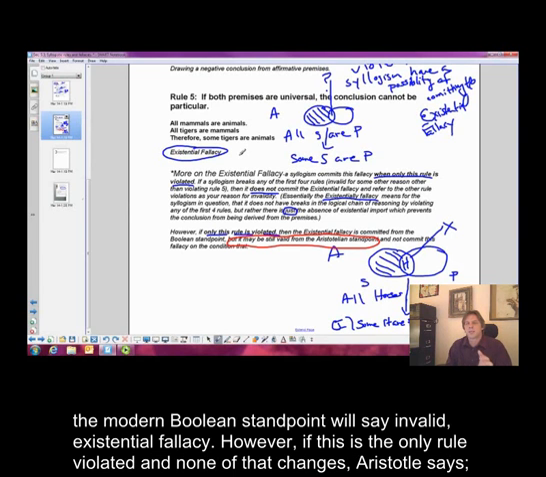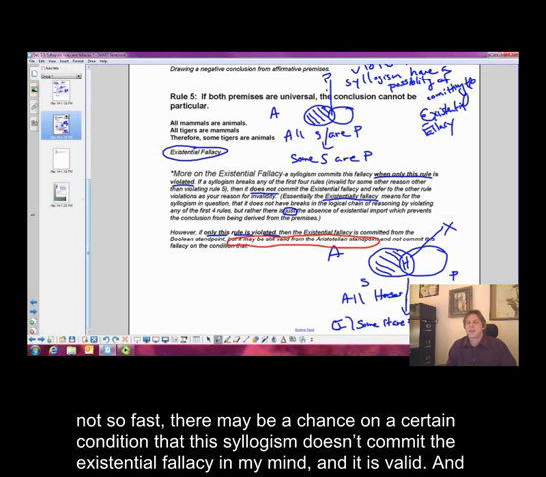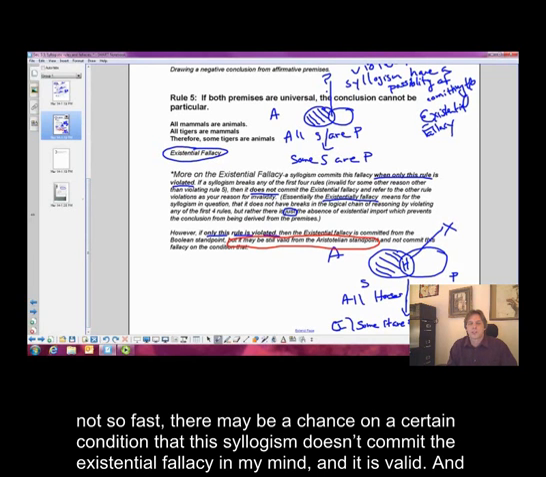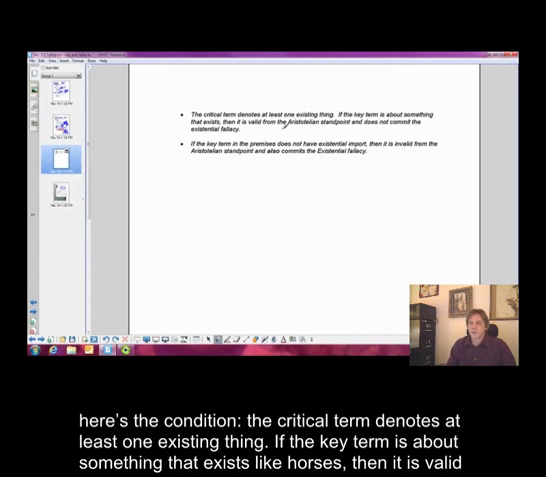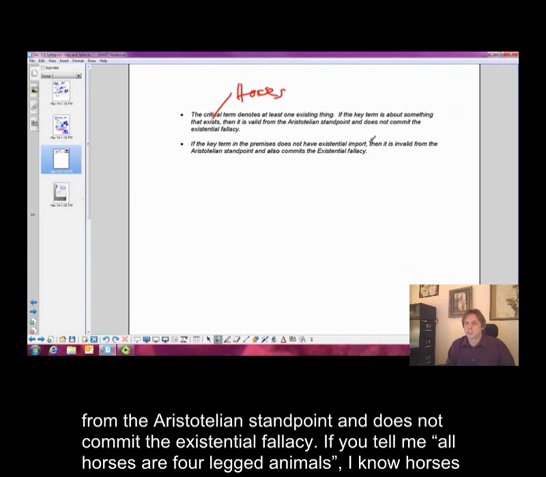The modern Boolean standpoint will say invalid, existential fallacy. However, if this is the only rule violated, none of that changes. Aristotle says not so fast. There may be a chance on a certain condition that this syllogism doesn't commit the existential fallacy in my mind, and it is valid. And here's the condition. The critical term denotes at least one existing thing. If the key term is about something that exists, like horses, okay? Then it is valid from the Aristotelian standpoint and does not commit the existential fallacy.